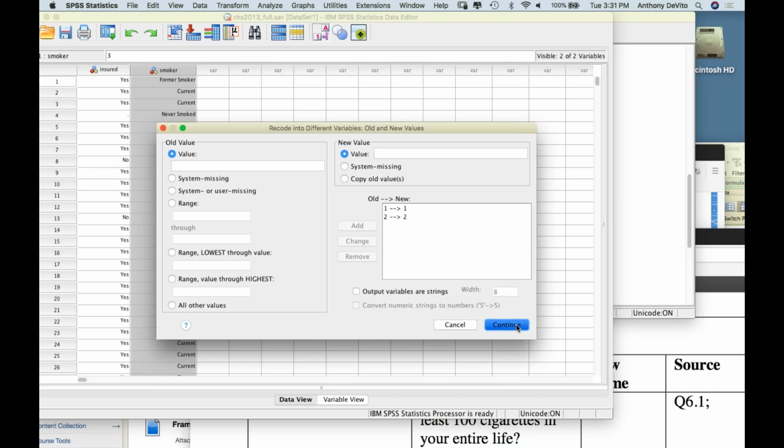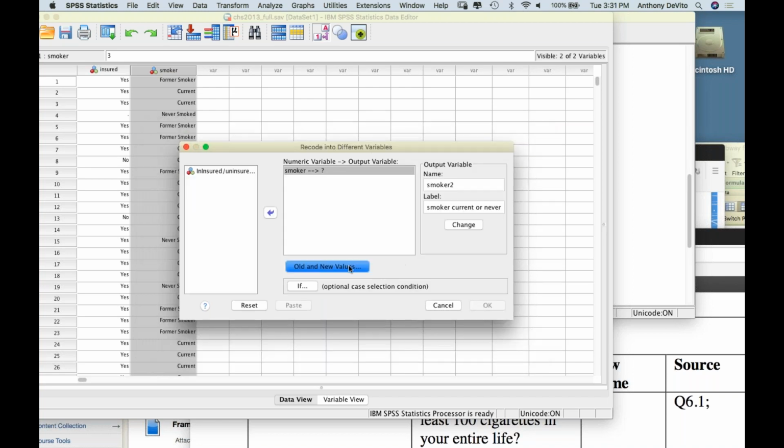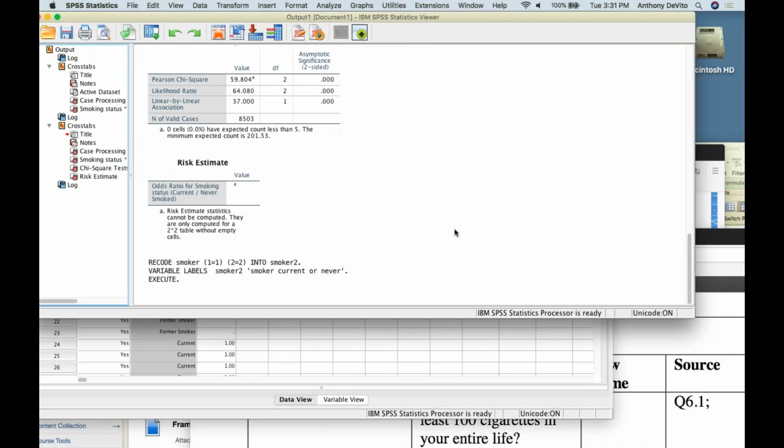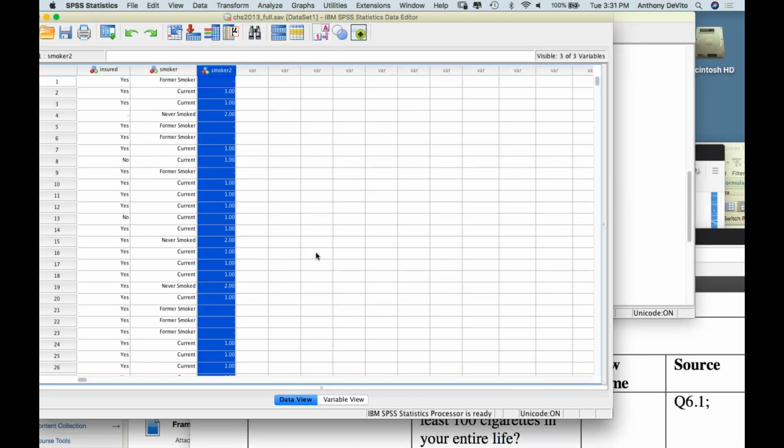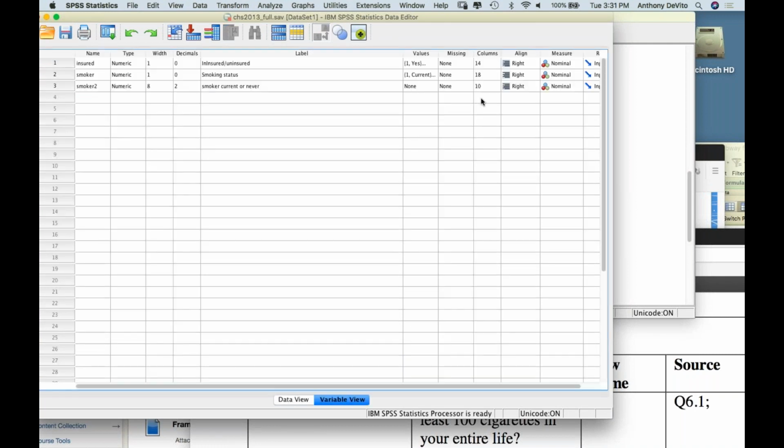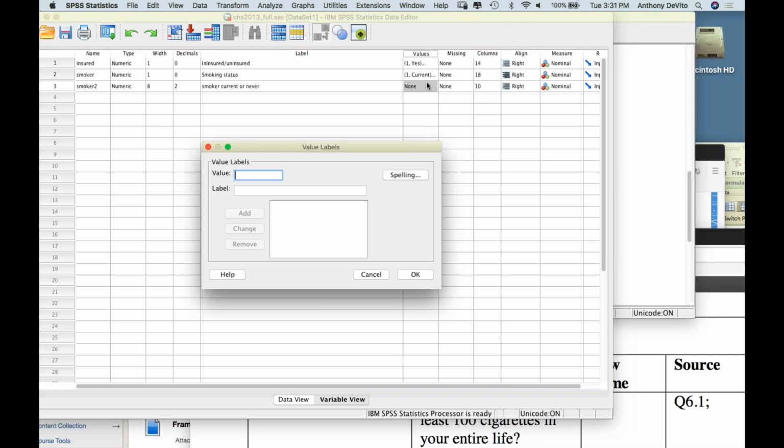So when I click continue and say change, go ahead and change it. Say okay, it creates a new variable with only those 2 values. I'll go back to my table here. There it is. And I can go in here and code this and tell it smoker. Okay. And our value label is going to be 1 for a smoker and 2 for non-smoker.